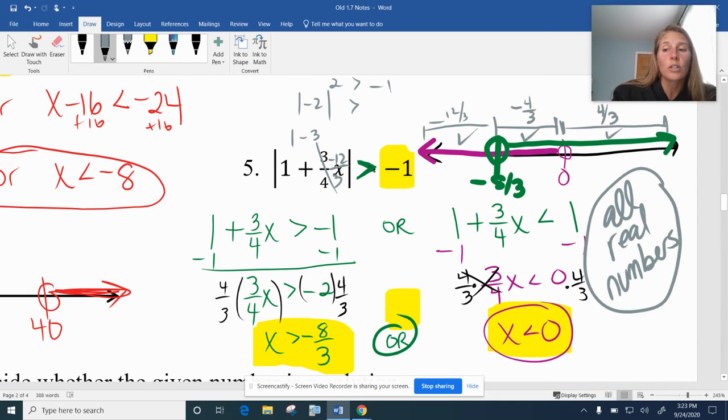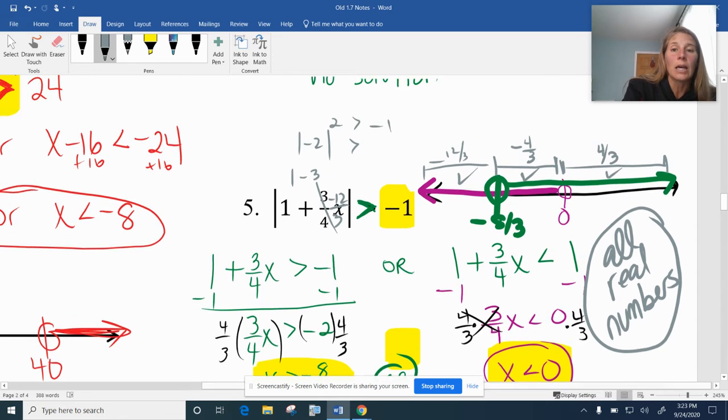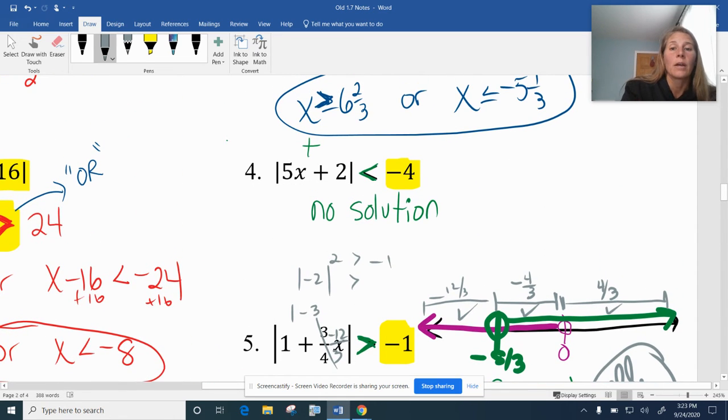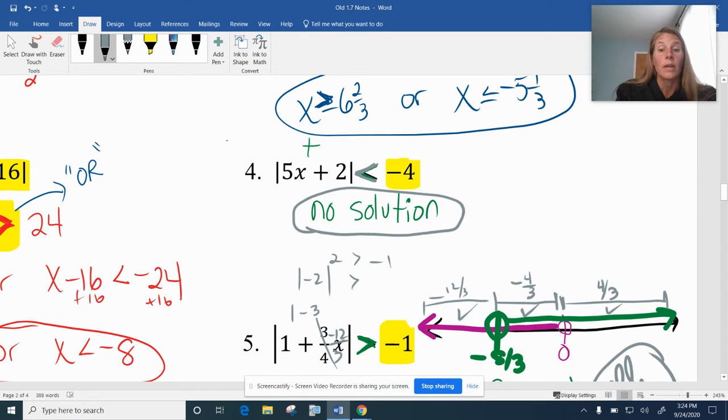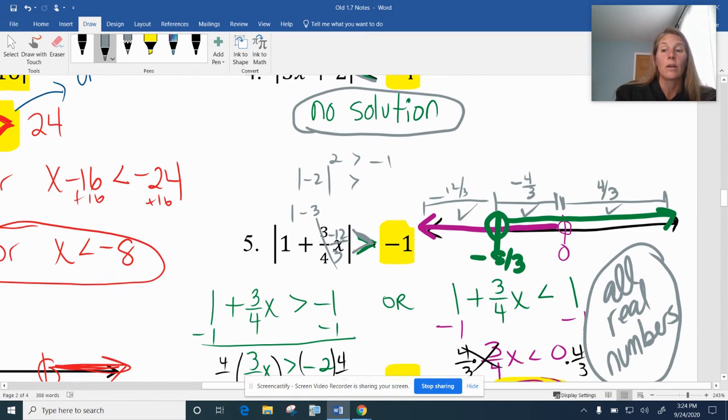Okay, so just to review, anytime you have a negative on the other side of your inequality sign, if it's a less than or less than or equal to, it's no solution. If it's a greater than sign, it's going to be all real numbers or infinitely many solutions. Either one of those answers would work.